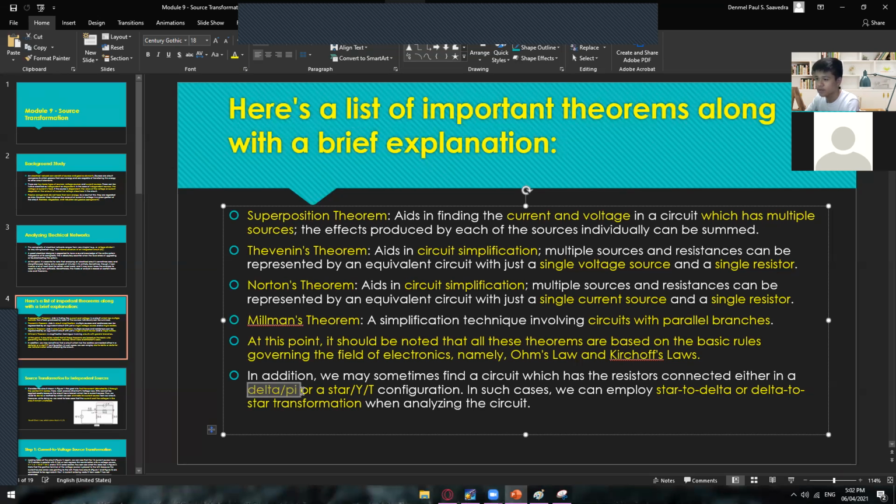The next one is the delta to y and y to delta, which is actually module 10. It's the one that we will not be able to discuss anymore, but it will be part of your final exam. That is the only assignment that I'm asking you guys to study. Please do a self-study regarding that one. I'm really sorry since we don't have enough time anymore. Anyway, delta to y or y to delta is a super easy method or theorem.